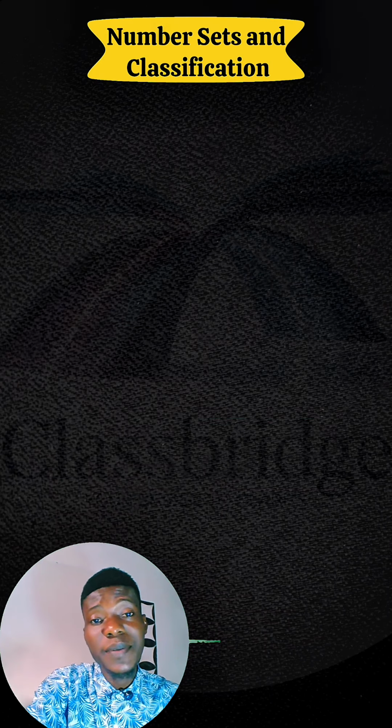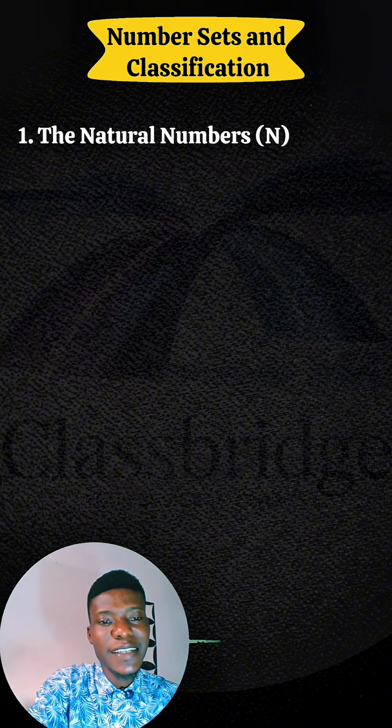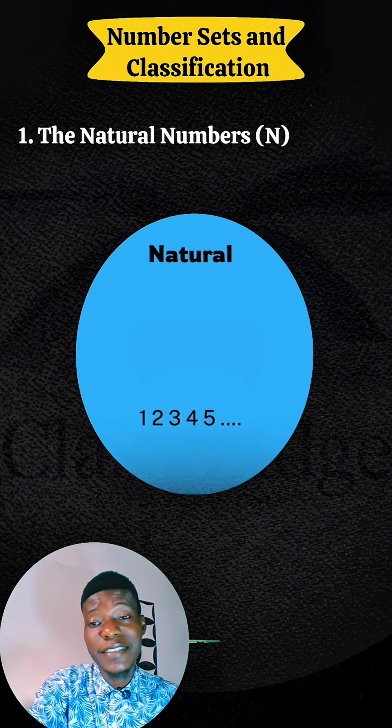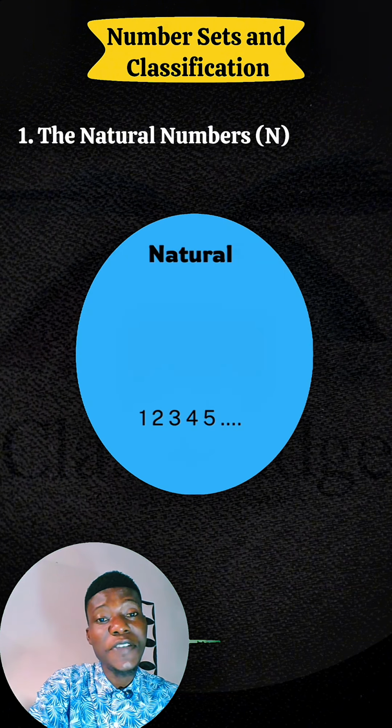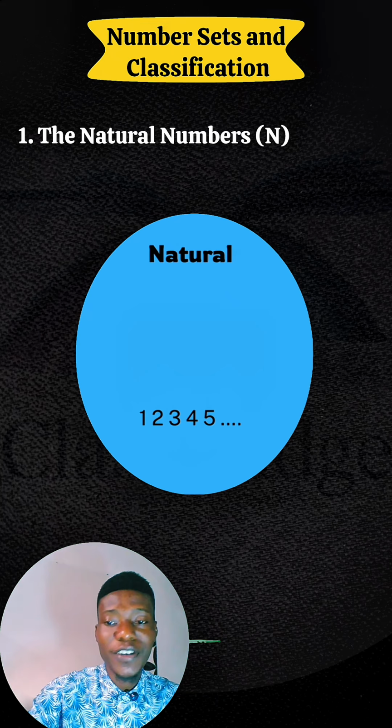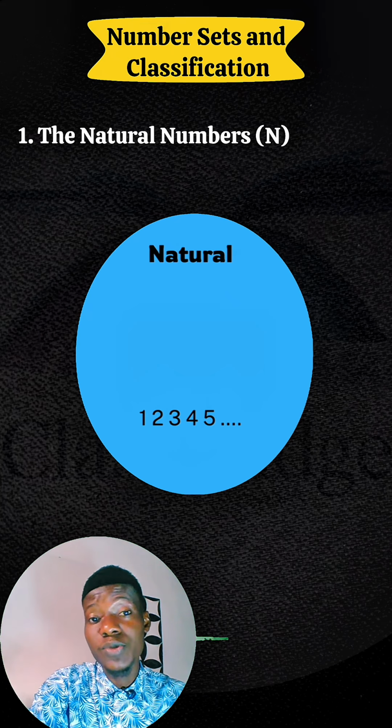Let us start with the simplest set, the natural numbers. These are the counting numbers. Example: 1, 2, 3, 4, 5, and so on. Sometimes mathematicians include 0, but traditionally it starts from 1.